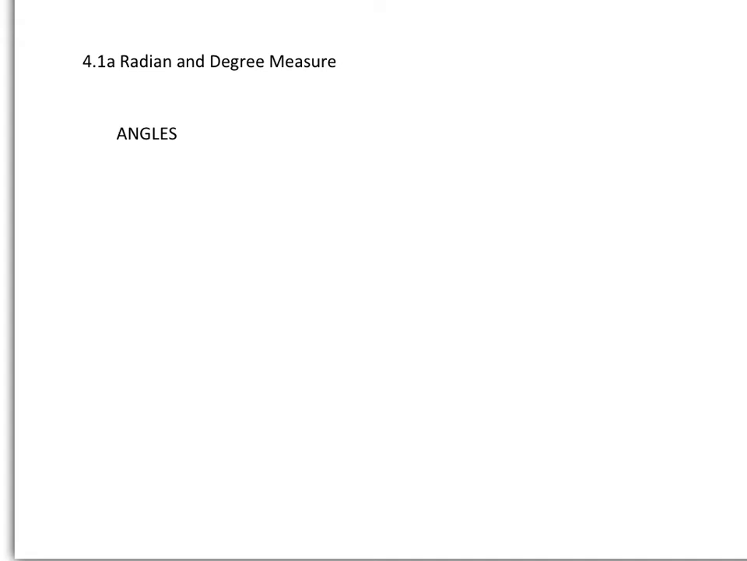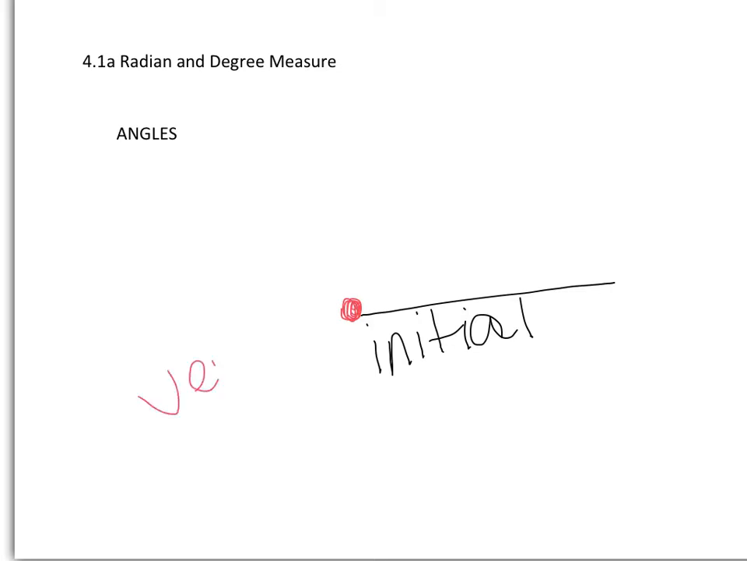Okay, our first trig lesson, 4.1a, we're going to talk about radian and degree measures. Since trig is all about angles first, let's get some vocabulary down. Angles start with an initial side. They bend at a point called the vertex. And they end at the terminal side.